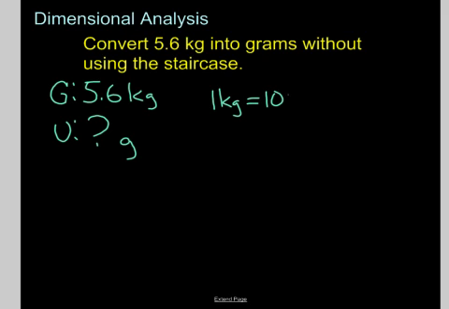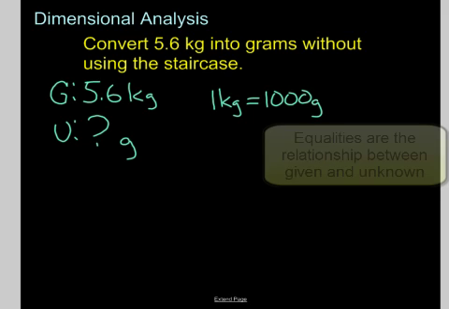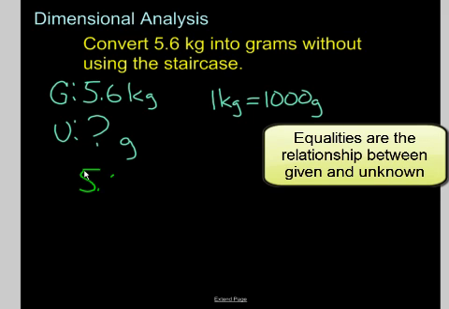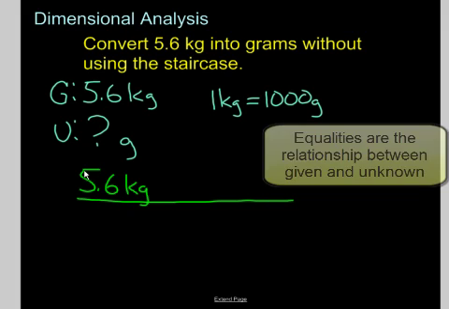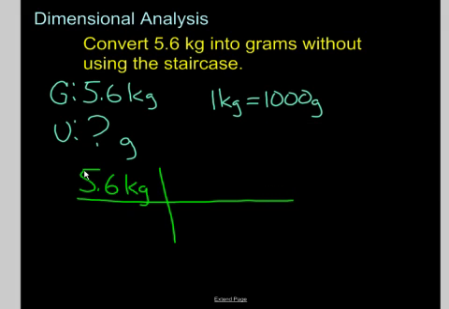5.6 kilograms is my given, grams is my unknown, okay? And my equality between those two things, and that's always what you look for in a conversion factor problem. What's the relationship between the given and the unknown? My relationship is that 1 kilogram equals 1,000 grams. Okay? So I start my conversion factor boxes. I put my given in the upper left, 5.6 kilograms, and then I'm going to take my equality, turn it into a conversion factor, and put it in the next box.